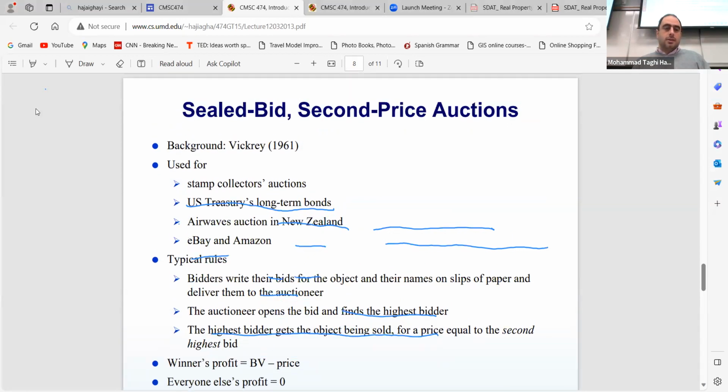Another one, which I already mentioned, but we want to talk a little bit more about, is the sealed bid second price auction. This was introduced by Vickrey in 1961. The generalization is called VCG, essentially, to other people, Vickrey and other people have used it. It has been used for stamp collectors' auctions, US Treasuries, long-term bonds, airwaves auction in New Zealand, eBay and Amazon. This is actually the way that currently Amazon sponsored ads are running, or Google search ads are running.